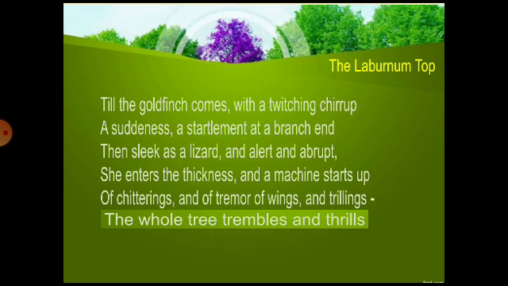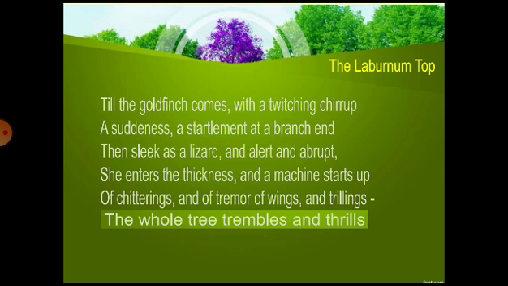Twitching: the word refers to a sudden jerk movement. Chirrup: a bird making repeated high-pitched sounds. Startlement: it refers to the feeling or showing of sudden shock. Abrupt refers to rapid or quickened movement. Chitterings refers to making a chattering sound. Tremor of wings: involuntary vibration of the wings, that is, the fluttering of the wings. Trillings means to produce a chirruping sound. Trembles, which is very simply to shake, and thrills, a sudden feeling of excitement.